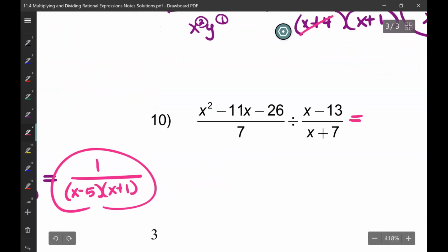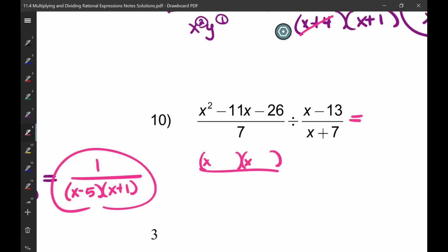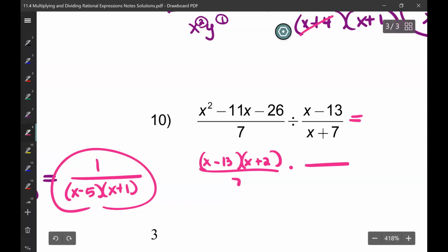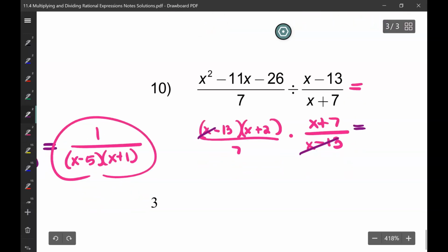Okay, last example, so keep. Now I'm going to try to factor this. Two numbers that multiply together to give us 26, combined to give us negative 11. I'm thinking 13 and 2, so minus 13 and a plus 2. Change division to multiplication, flip. X plus 7, x minus 13. What can I cancel? X minus 13. Is that it? Yes. So what do I have left? X plus 2, x plus 7, all over 7.